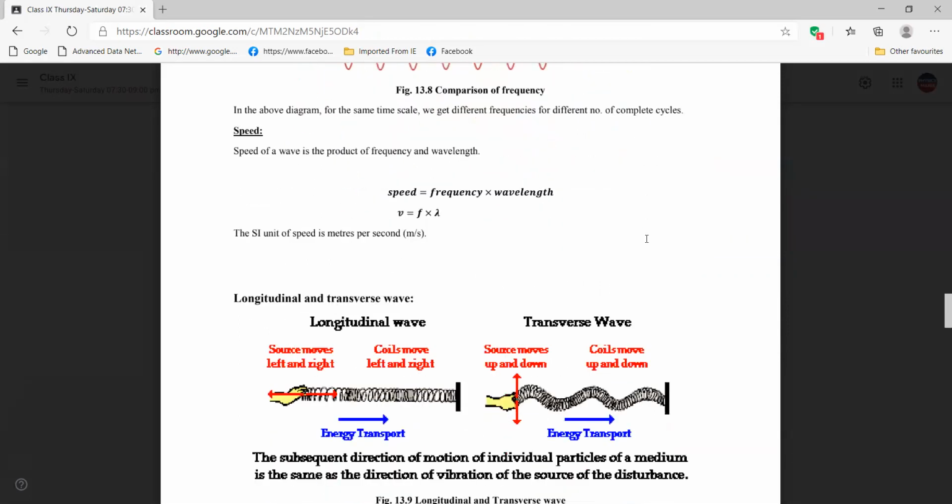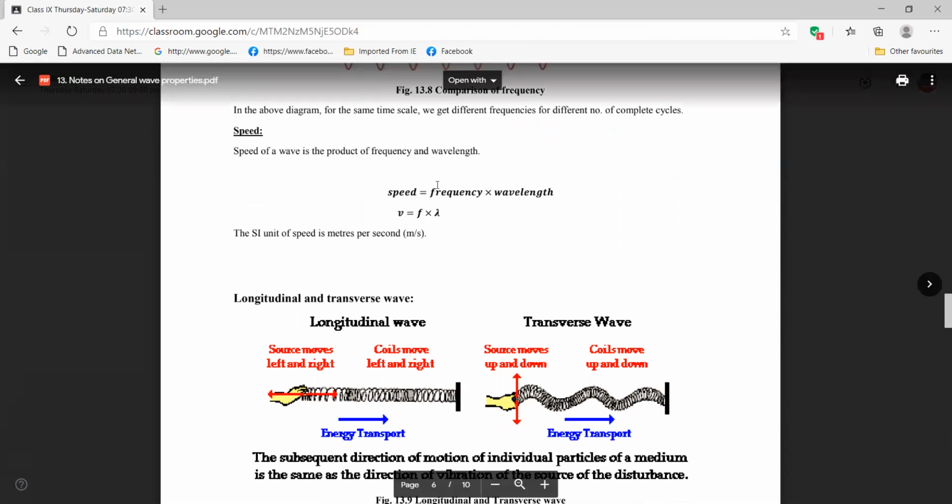So then you write speed. You give the heading speed, then you just write the formula. Speed equals frequency into wavelength. Then you write in short V equals F lambda. Can you pronounce lambda? Lambda. So V equals F lambda. It is the formula of speed. If you know frequency and wavelength, you can find the speed.